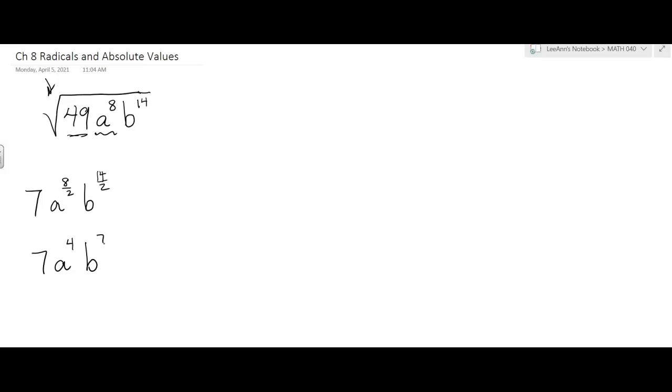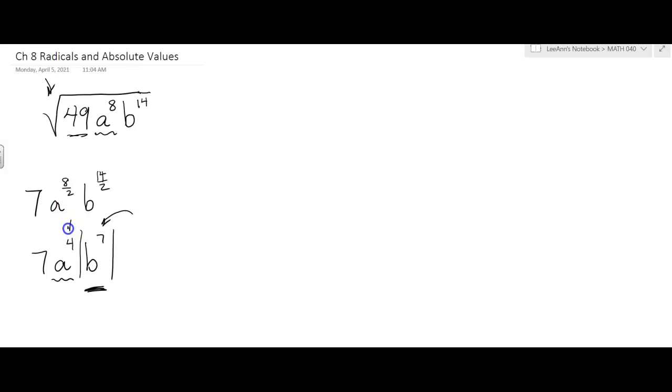Now, the absolute value part. In this case, we would put absolute values around the b to the 7th, and here's why. The a to the 4th is going to be positive, whether a is positive or negative. If a is a positive value, you raise it to the 4th power, it's going to be positive. But if a is a negative value and you raise it to the 4th power, it's still going to be positive. The problem is when you have an odd exponent.